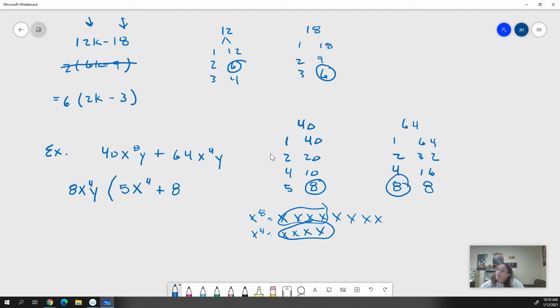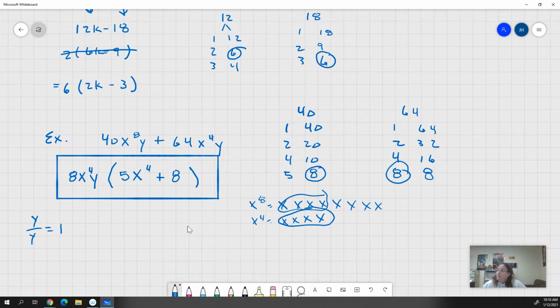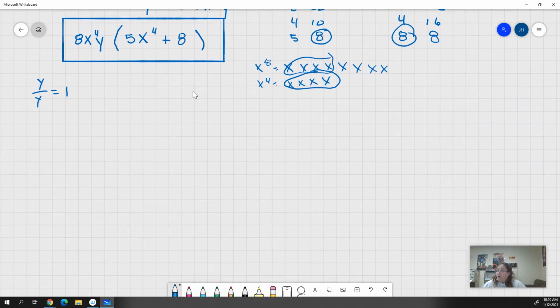X to the 4th divided by x to the 4th. We had 4 x's. We pulled them all out. We don't have an x value now. Same thing with y. We had one y. We pulled out one y. So we don't have a y value anymore. Think of it in terms of y divided by y equals 1. So really 8 times 1 is still just 8. And so this is our factored solution here, right? So we're just looking at what things do they have in common that we can pull out.